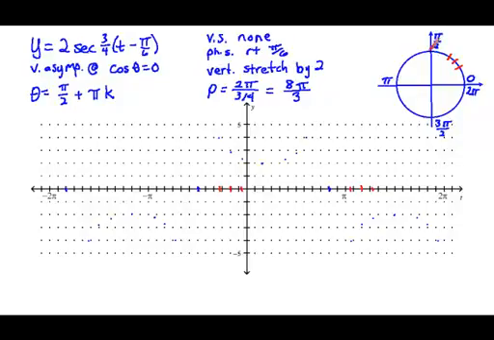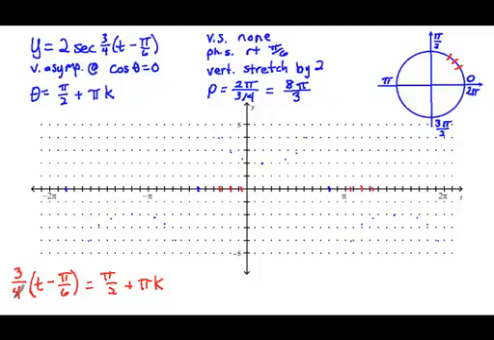Cosine of theta equals 0 at pi over 2, at 3 pi over 2, negative pi over 2, negative 3 pi over 2, or in other words, theta equals pi over 2 plus pi k. And we're going to take this entire angle and plug it in for theta. So we're going to get 3 over 4 times (t minus pi over 6) is equal to pi over 2 plus pi k. Now I just have to solve for t to find where this equation has its vertical asymptotes.